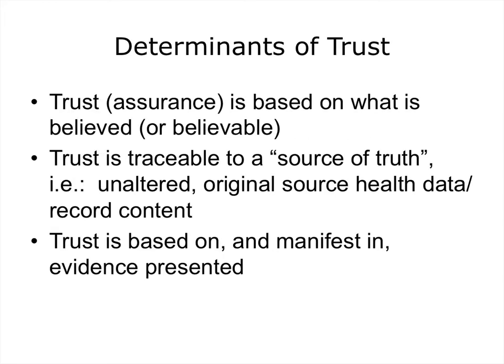Determinants of trust related to provenance are where trust, or the assurance for the data, is based on what is believed or believable. Obviously, when we trust the data, it's traceable to a source of truth, so we know it was unaltered. We know what the original source was, and we know what it said at the point that it was created. And, of course, trust is always based on whatever evidence we have about where the data was created and what has happened to the data since its time of creation.